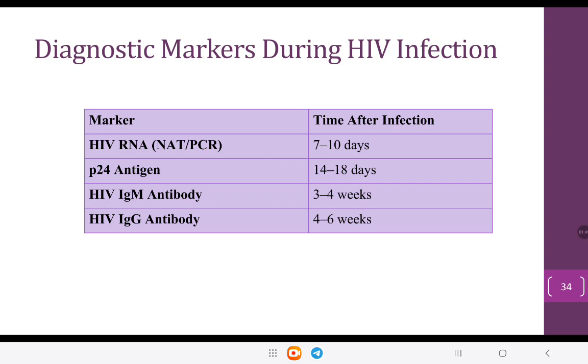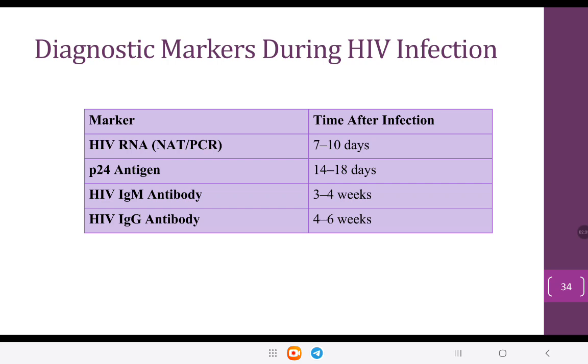There are different laboratory markers that appear at different times after infection. The HIV RNA is detected first, followed by the p24 antigen, then the IgM antibodies, and finally the IgG antibody. Understanding this sequence helps explain the window period. What do I mean by window period?